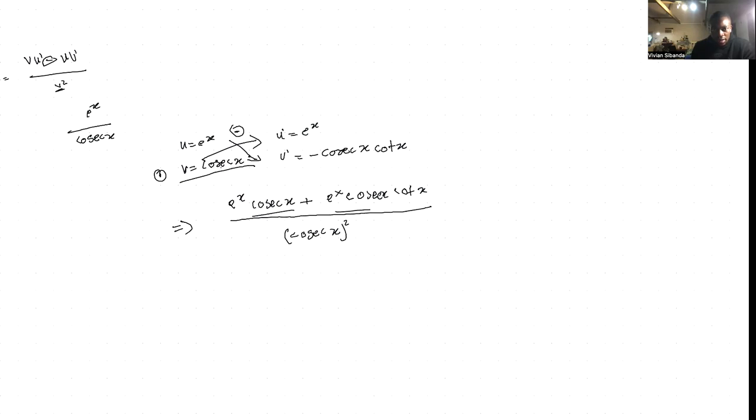e^x times 1 plus cot of x divided by cosec of x. Just like that. So this will be your final answer for that.